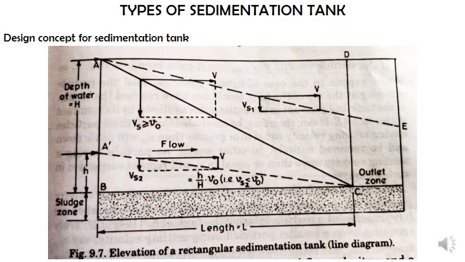There is one more thing over here. If a particle is settling down at A dash, imagine, even at this point, if the settling velocity is less and the horizontal velocity is more, this particle may remain in this sedimentation tank because this particular height is less. So the entire design concept for this sedimentation tank will work on this line AC.